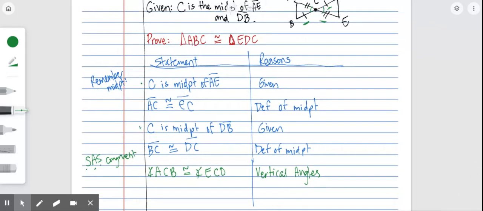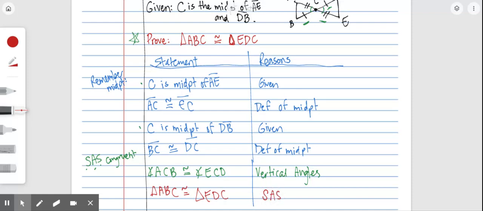And I can say that these two triangles, which is what I'm trying to prove, my red point is that triangle ABC is congruent to triangle EDC by side angle side. Okay.